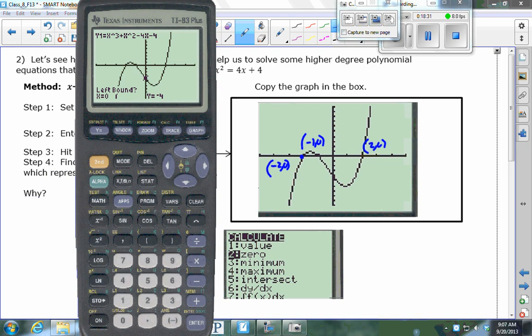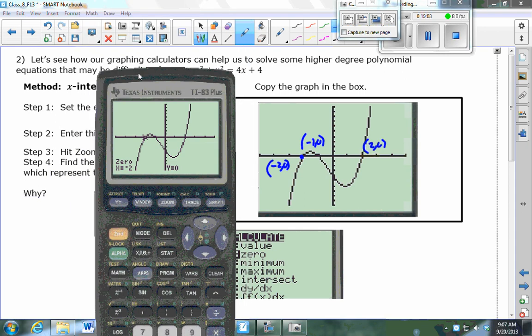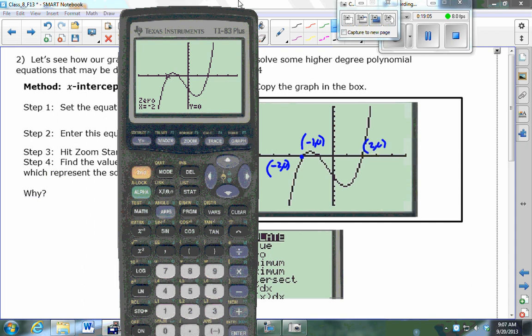And now I enter a value to the right of here, but be careful. You don't want to go a number way over here, because then you're going to go straight through this 0. So what's a number between -1 and -2? Any number between -1 and -2? -1.5. So let's put that in, -1.5. And now it says, guess. I'm going to let the calculator guess, so I'm just going to hit enter. And voila, there's your first 0. There it is, -2, 0. So x equals -2, y equals 0.